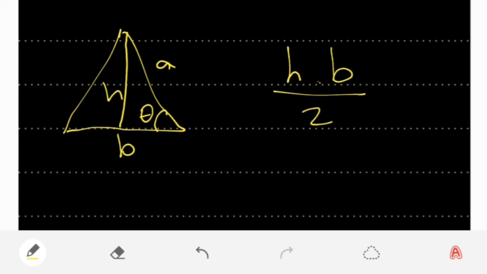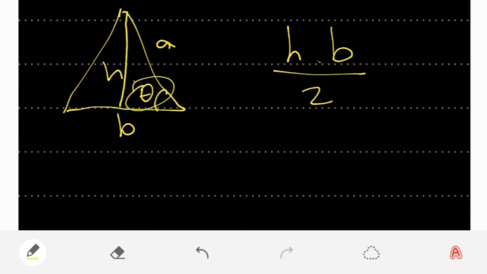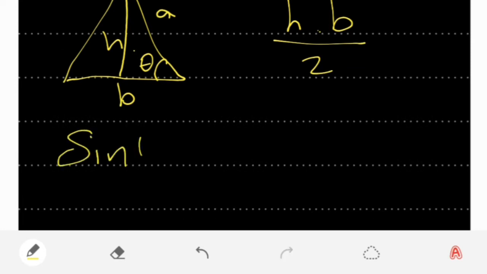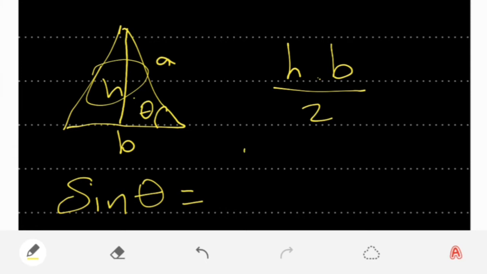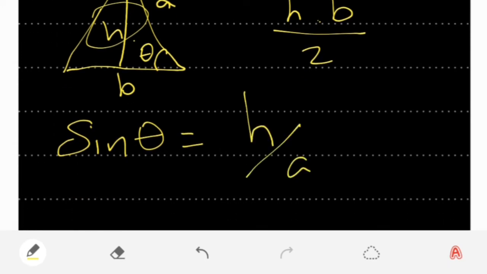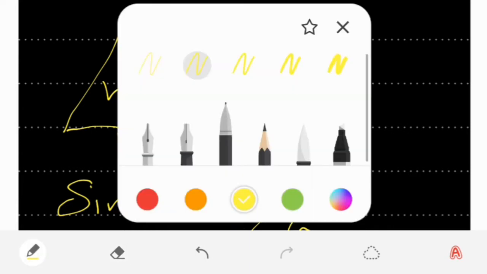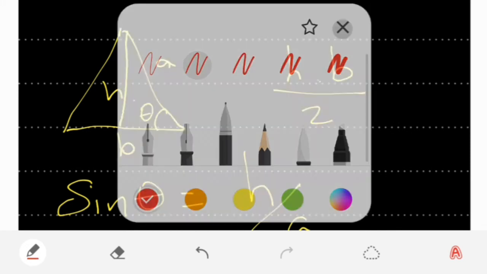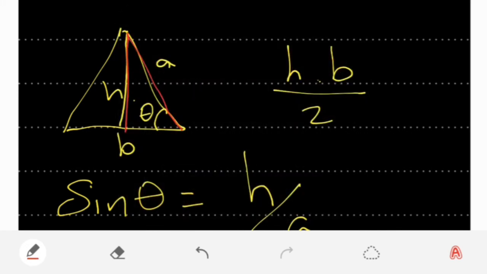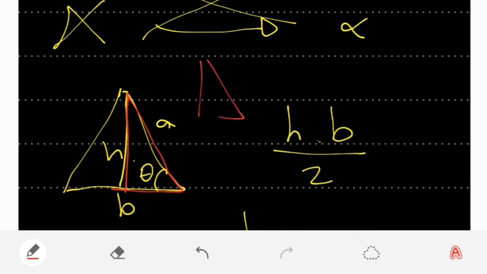Well, you can have a relation. Look, sine of an angle is the opposite, which is h, divided by the hypotenuse, which is a. Where am I doing this sine? It is in this red triangle over here. So this is A, this is the angle, and this is h, and sine of this angle is the opposite divided by the hypotenuse.